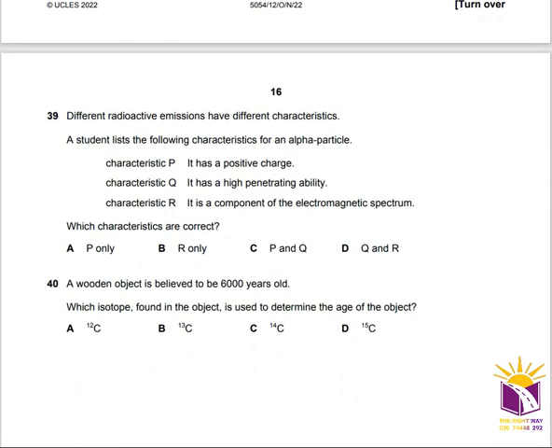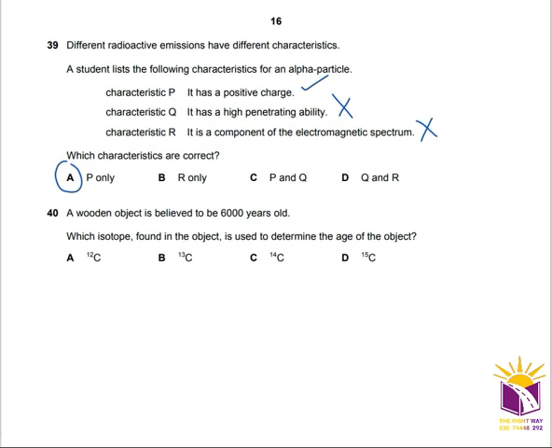Question number 39. Different radioactive emissions have different characteristics. A student lists the following characteristics of an alpha particle. It is positively charged, yes. It has high penetrating ability, no. Its penetrating ability is less than beta and gamma. It is a component of the electromagnetic spectrum, no. Gamma rays are the component of the electromagnetic spectrum. So for this one, which characteristics are correct? Only P is correct.